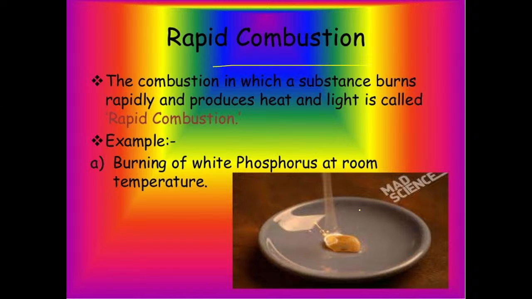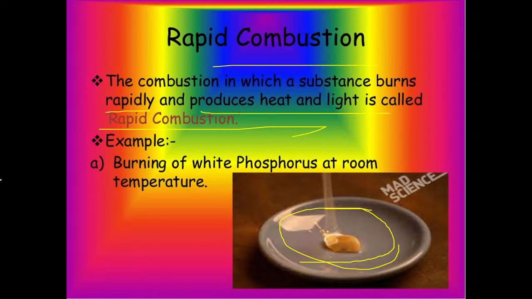Rapid combustion is combustion that takes place rapidly and produces heat and light. Example: burning of white phosphorus at room temperature. So rapid combustion is a combustion in which a substance burns rapidly and produces heat and light.